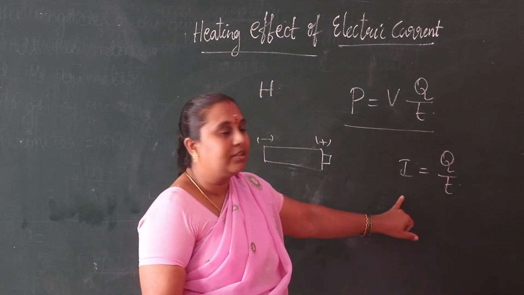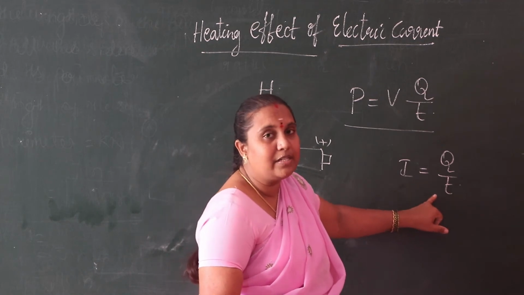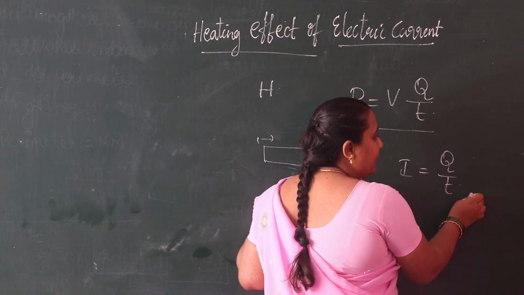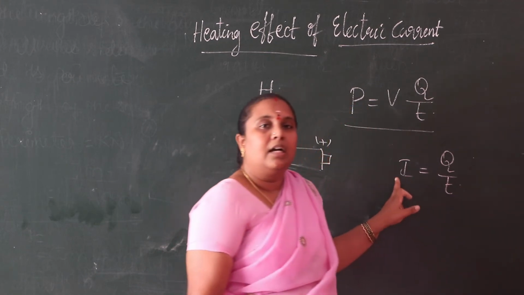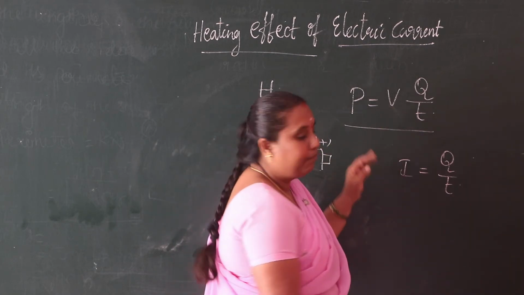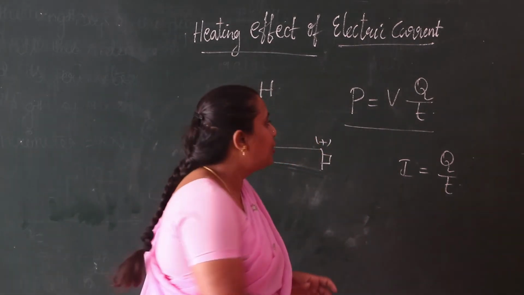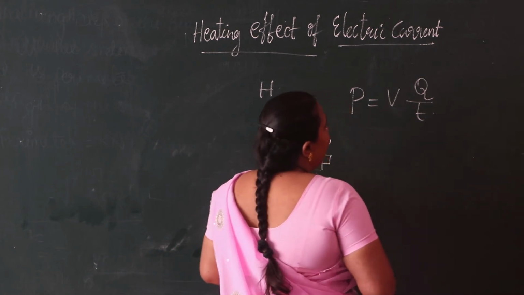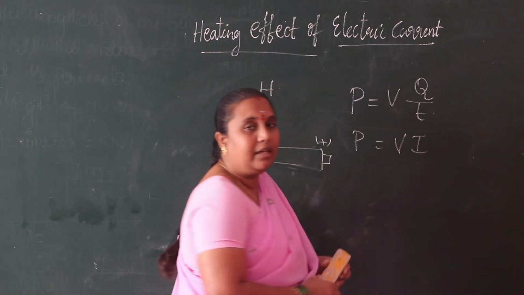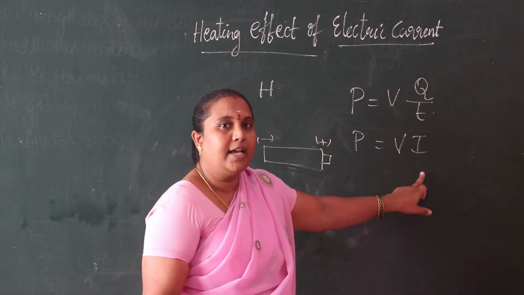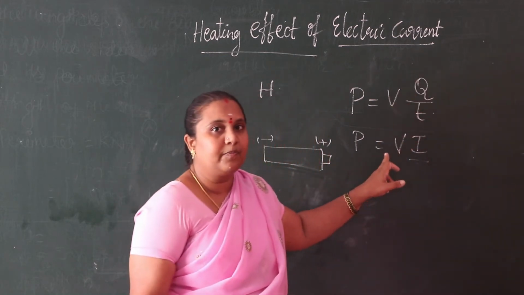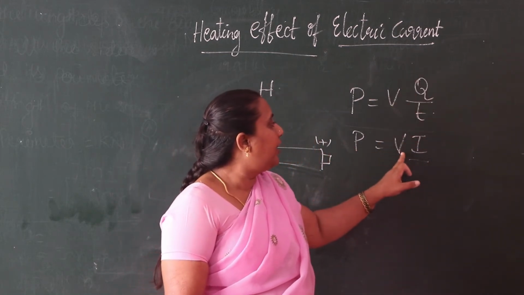Okay, we found out now that electric current I equals Q by T, that is coulomb by second. The SI unit of electric current is ampere. Here, power equals V into Q by T. This we can write as V into I. Electric power P equals V into I, where I is Q by T. Understood, children? So P equals V into I.